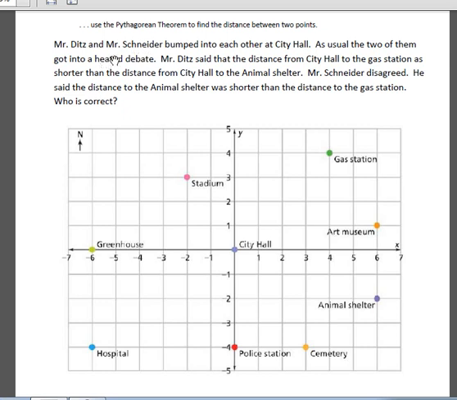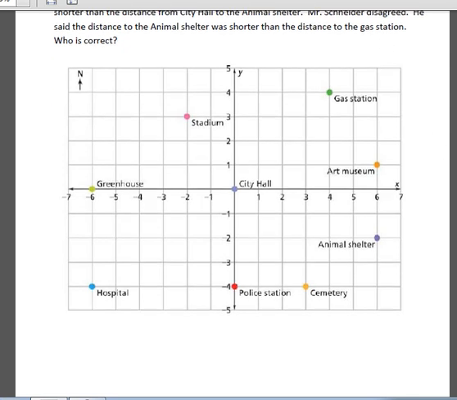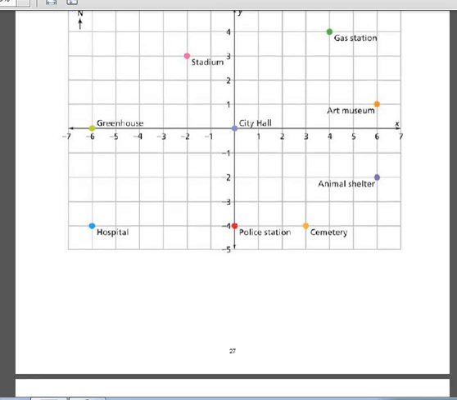Mr. Dietz and Mr. Schneider bumped into each other at City Hall. As usual, the two of them got into a heated debate. Mr. Dietz said that the distance from City Hall to the gas station was shorter than the distance from City Hall to the animal shelter. Mr. Schneider disagreed. He said the distance to the animal shelter was shorter than the distance to the gas station. Who is correct?